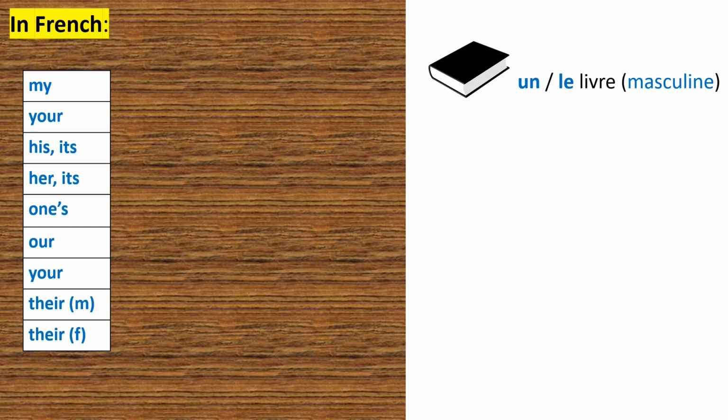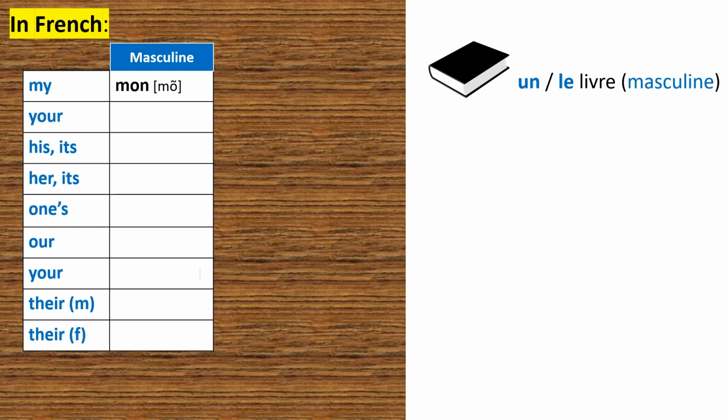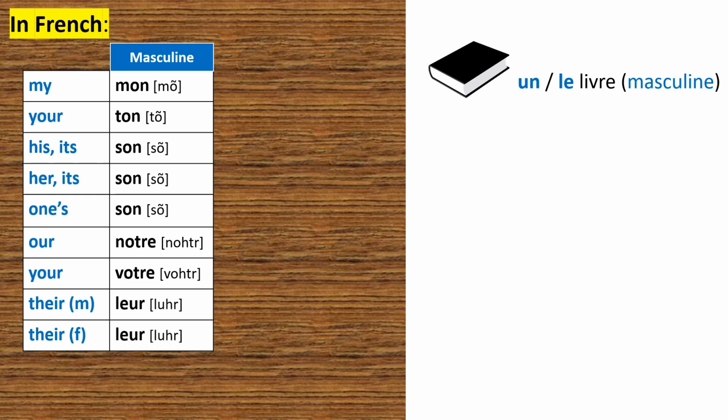I know it's masculine because I've got un or le, a book or the book. If I want to say my book, I'm going to use the masculine adjective mon. And then if it's your, it's going to be ton. His, son. Her or its, son. One's, son. I'll come back to this one later. Our, notre. Your is votre, and their is leur.